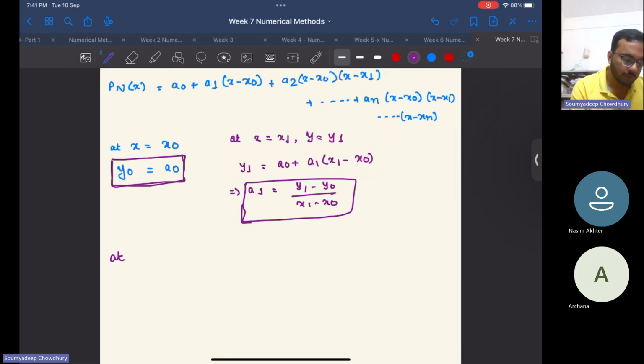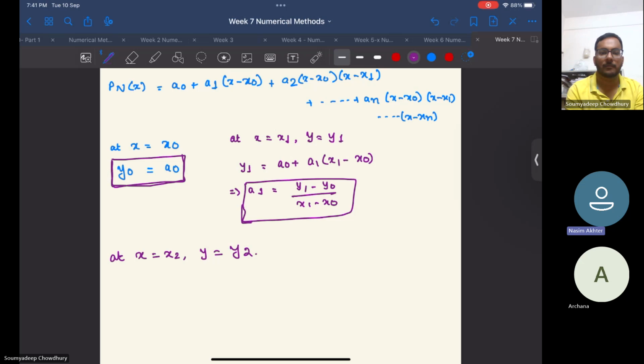Similarly, if I substitute at x equal to x2, y equal to y2. Are the things clear? Are you able to follow the derivation? Can you repeat the previous step once again?